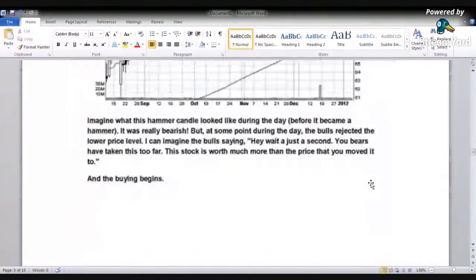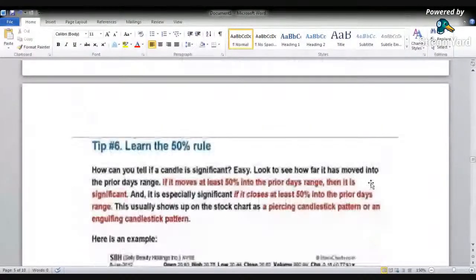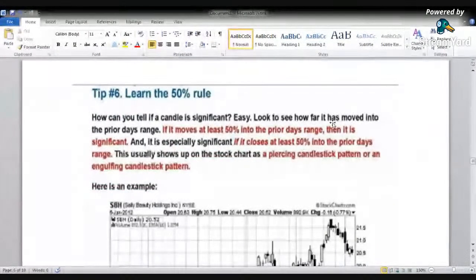The sixth tip is learn the 50% rule. This is another tip.